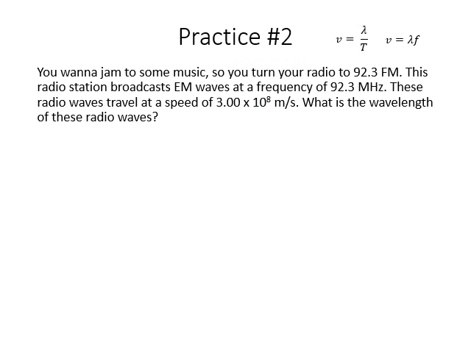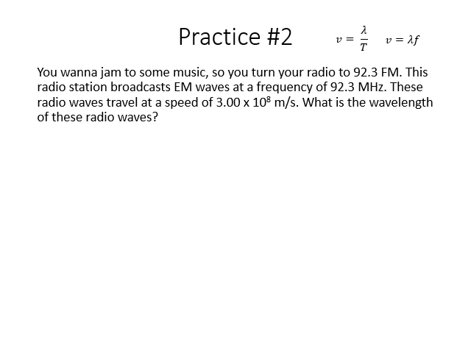You want to jam to some music, so you turn on your radio to 92.3 FM. This radio station broadcasts electromagnetic waves at a frequency of 92.3 megahertz. These radio waves travel at a speed of 3.0 times 10 to the 8th meters per second. What is the wavelength of these radio waves?